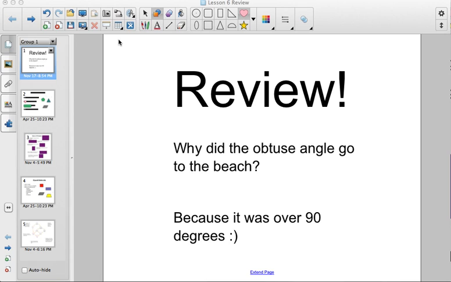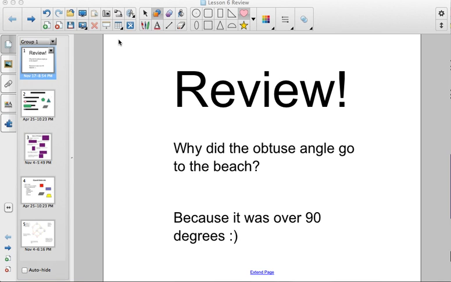So to begin, I have a quick joke for you. It says, why did the obtuse angle go to the beach? And it says, because it's over 90 degrees. We know this because in an obtuse triangle, one of the angles has to be over 90 degrees.